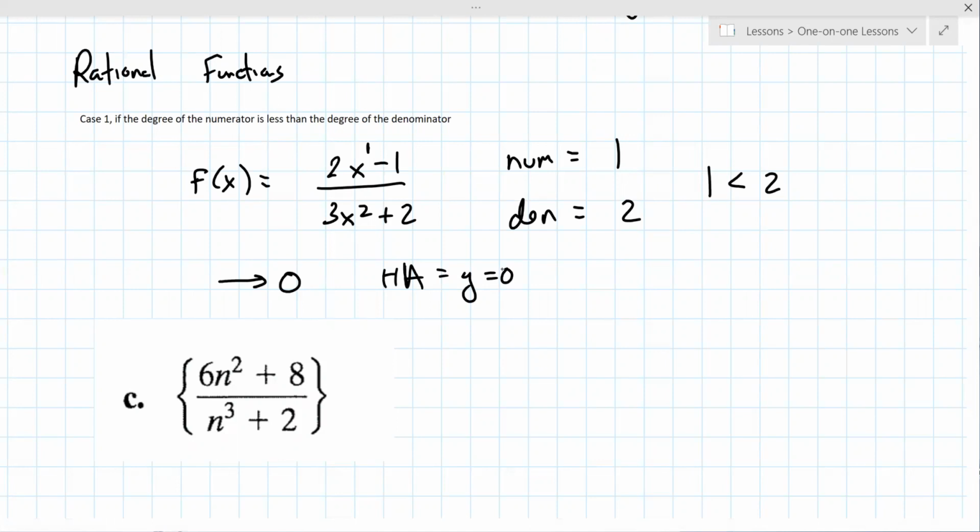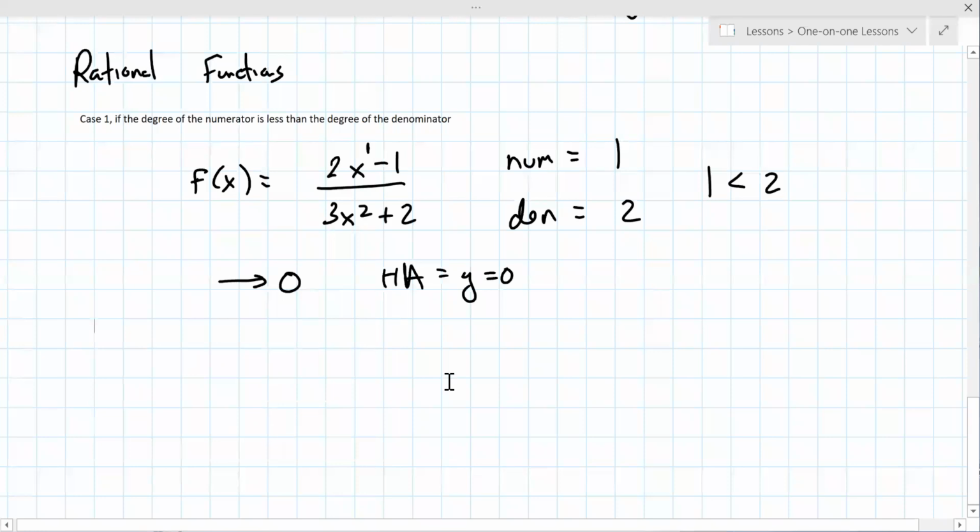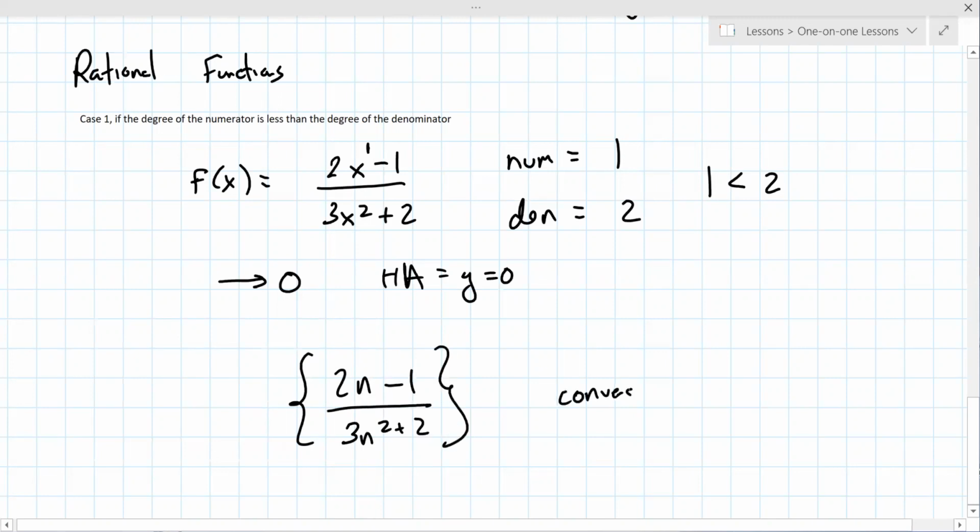So the horizontal asymptote, I'm back. The horizontal asymptote of this function is y equals 0 because the degree of the numerator is less than the degree of the denominator. Okay. So if this was 2n minus 1 over 3n squared plus 2, it converges to 0, which is the exact same thing.